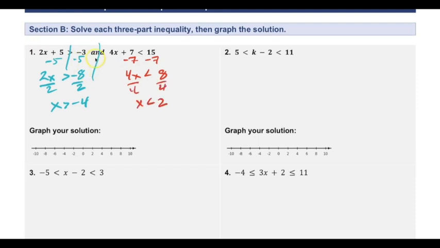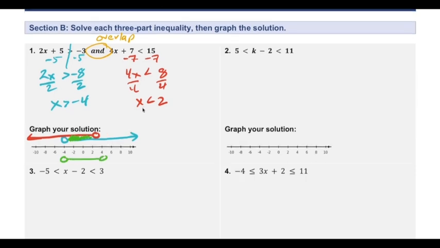So this is an and statement, and anytime it's an and statement, very important, we're looking for the overlap. It's where they're both true, where we're greater than -4 and we're less than 2. So we're just going to draw both of them. Here's -4, open circle because there's no line, and we're going to the right. And then here is 2, open circle because no line, going to the left. And they overlap right here. So a lot of teachers like to either shade it or you just draw another line like that. That's our solution.